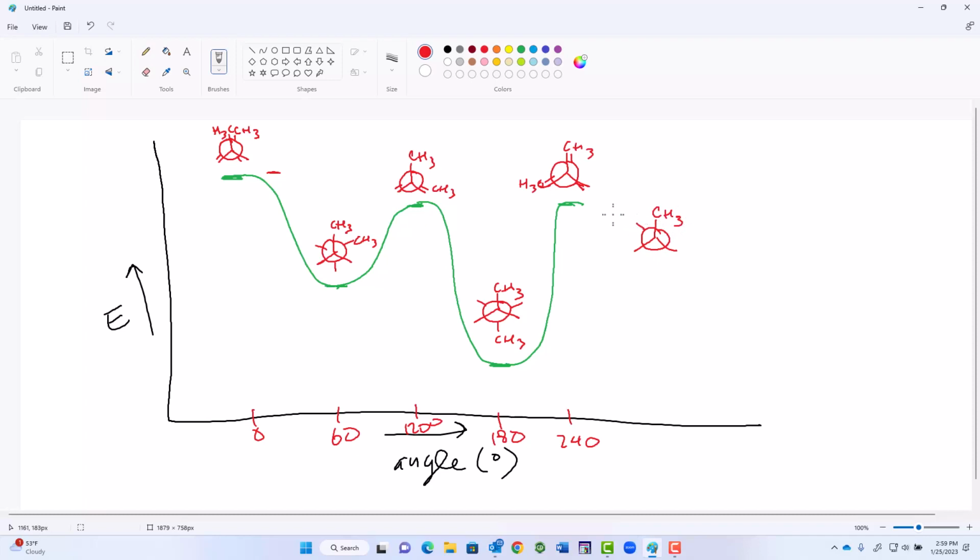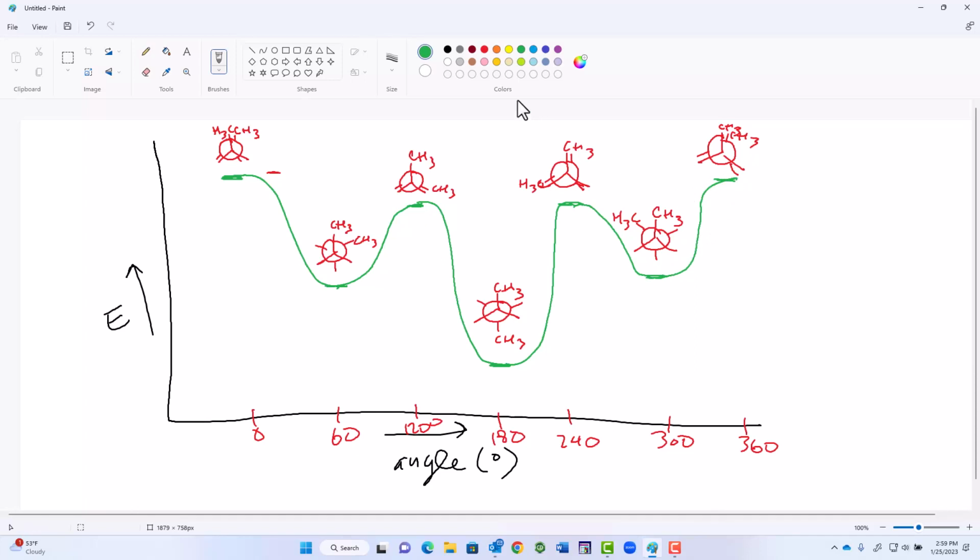Gauche doesn't determine which side it's on. It just means that the dihedral angle is 60 degrees. So we have another gauche interaction, so it comes down in energy, and that is at 300 degrees. And finally, at 360 degrees, we are back at the peak of our unfavorability. We are at the methyls being eclipsed with one another, and that is very unfavorable because it's the big groups. The torsional strain is huge, so we are back at a peak again.